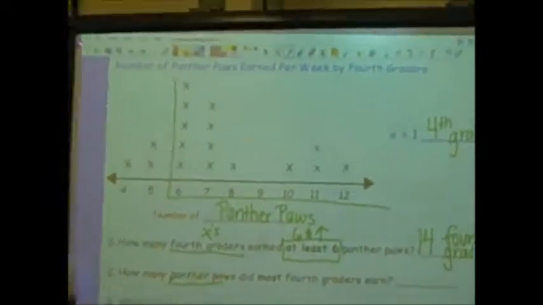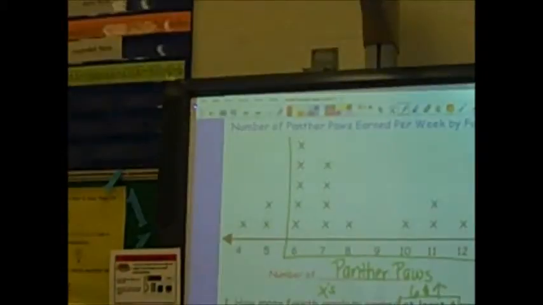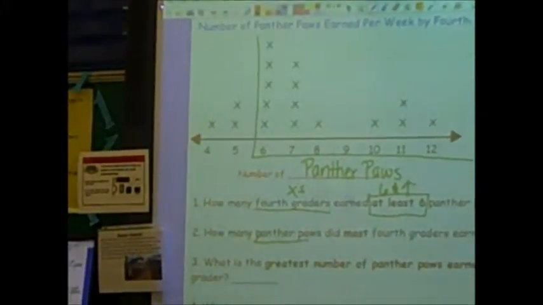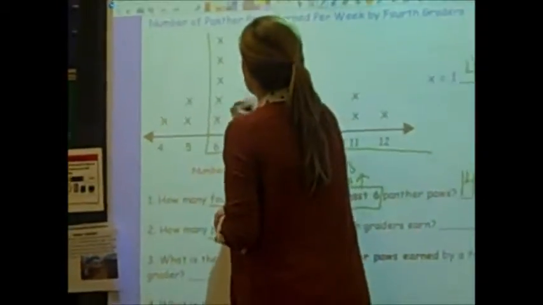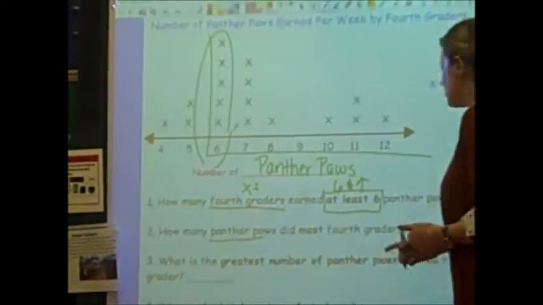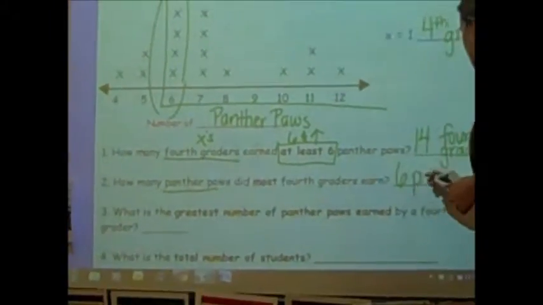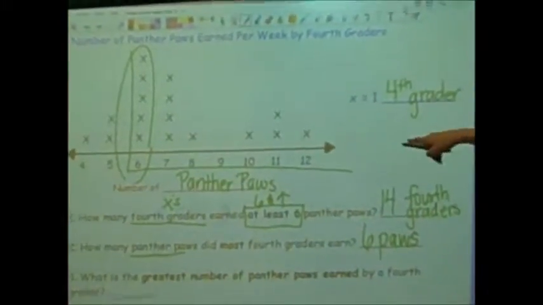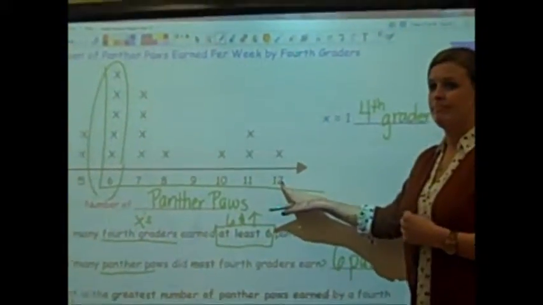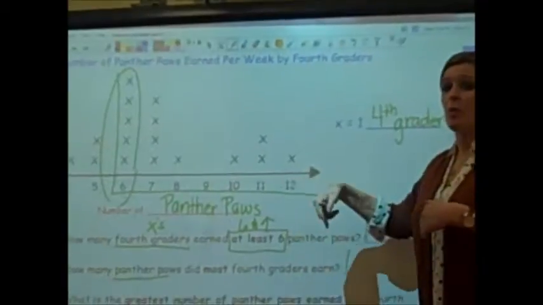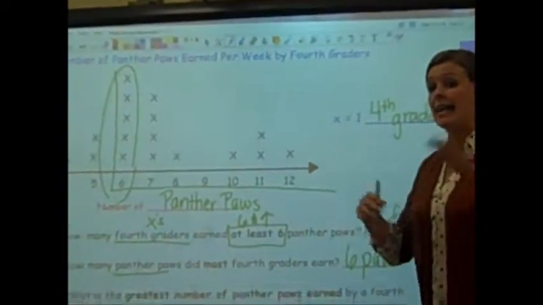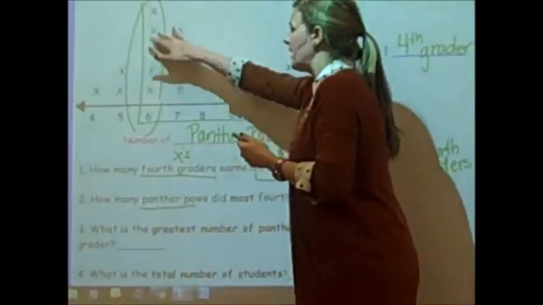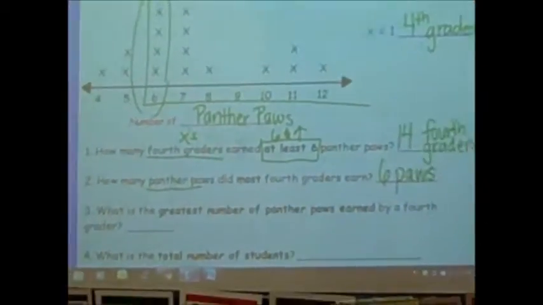Most fourth graders. If you take a look at the plot, do you see anything that stands out to you? A number that most students earned. 6. 6 stands out. Most students earn 6 because this is your tallest column. So most fourth graders earn 6 paws. A lot of times students would see most and say, oh, well, 12 is the most, so it's 12. Where he wants to know how many X's in a column. But if the question is saying the most amount of Panther Paws that any student earned, it would be 12. Right. What did most students get? Well, most students in the class earned 6 that week. It's a great point.